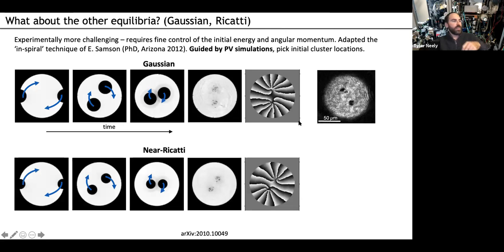The other one is the Riccati state, which is essentially the same, but you can see that there are some slight differences here in the final position of these clusters of vortices. Since the Riccati occurs at slightly higher energy, these two clusters are now starting closer to each other, which is a high energy configuration. But again, these are still non-equilibrium initial conditions.